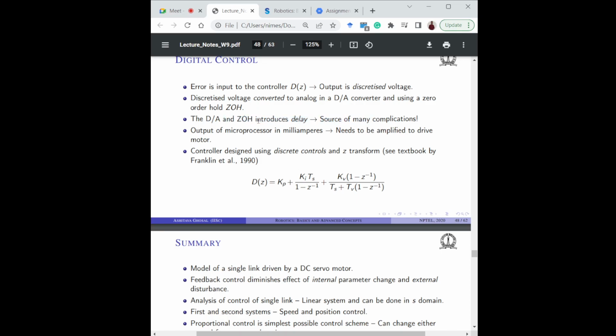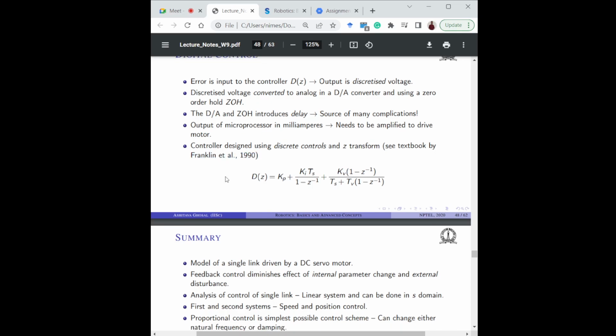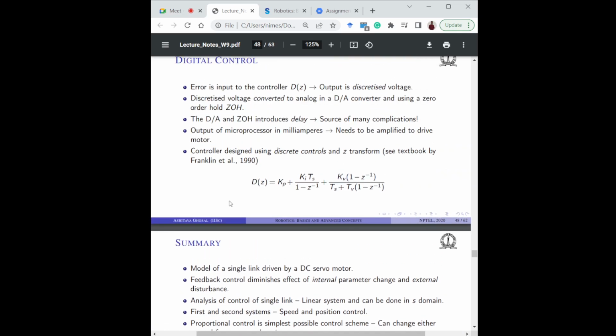Okay, that is the Laplace domain approach. For digital control, we use the Z transform approach. Again, you can see the textbook that Sir has mentioned, Franklin. The title of the book is Feedback Control for Dynamic Systems.